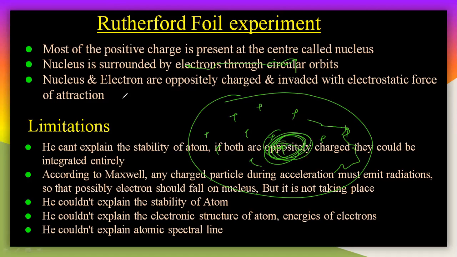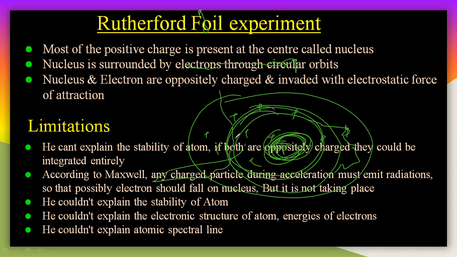He told that the nucleus is surrounded by the electrons in a circular orbit. So an electron is moving like this in a circular orbit. These are the results of the Rutherford foil experiment. So what are the limitations of this Rutherford experiment? You have to understand those limitations also.